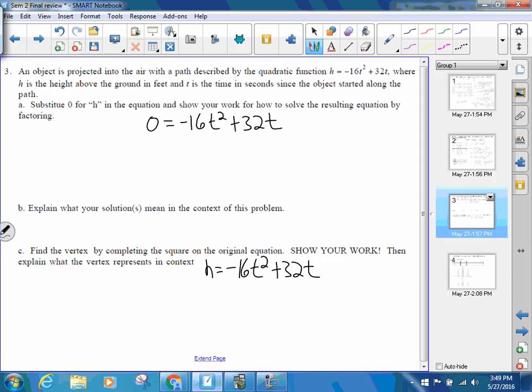All right, problem number 3 on the final. Okay, same kind of problem as number 1 where something's being thrown. This time it's going into the air and it's going to come back down. So your rule here is negative 16t squared plus 32t.